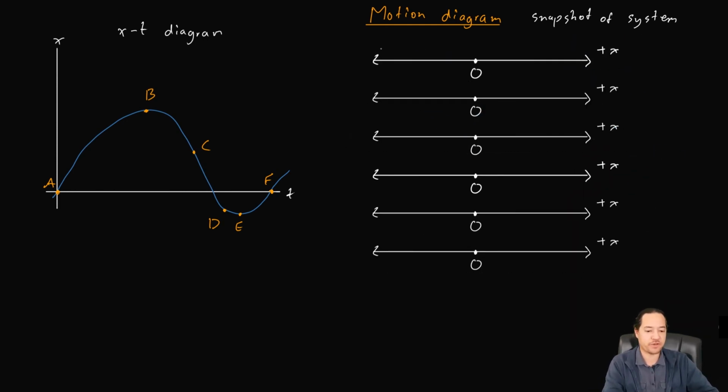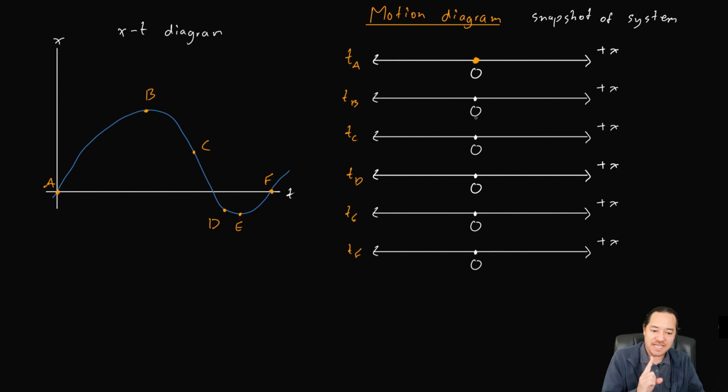Perfect. So I have created a series of snapshots here, and this is going to be when time is A, time is B, time is C, time is D, time is E, and time for point F here. So what I want to do is draw the particle on the axis. When time is A, we see that the position of the particle is here at 0. So it is at position 0.